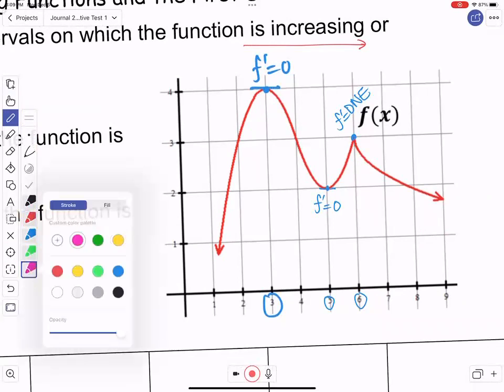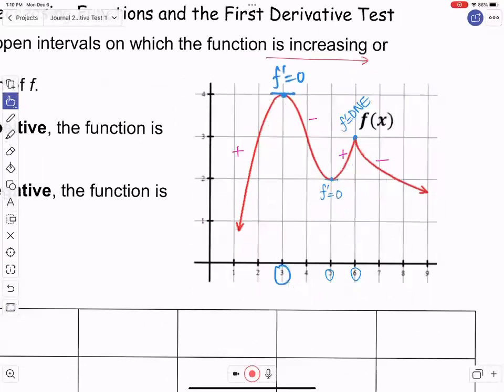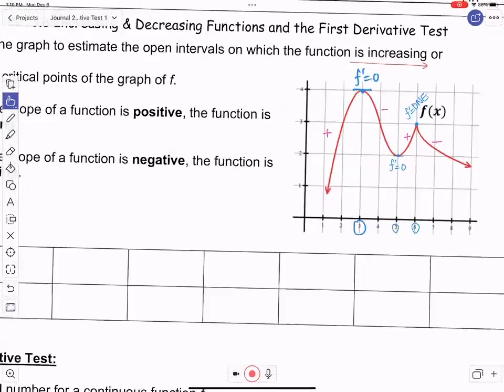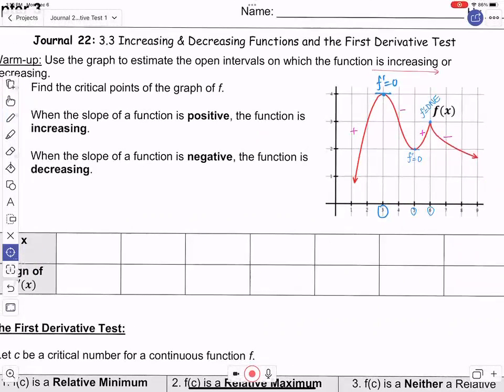Let me bring a better pen here. So this is increasing. And then what happens afterwards? Decrease, and then an increase, and then a decrease. So we can see the shape happening, and we're going to put that on our table here. I'm going to write down my x values in interval form. From negative infinity to x equals 3, this is increasing. So I'm just going to put a plus sign.